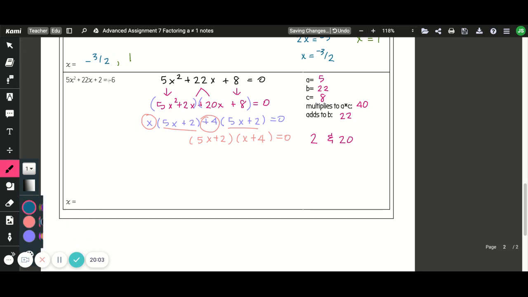So then we're going to set each one of those factors equal to 0. So I'm going to set 5x plus 2 equal to 0 to solve for that x. So that gives me one of them. And then I'm going to set the other factor, the x plus 4, equal to 0, and solve to find the second x. So we get -4 for the second one.